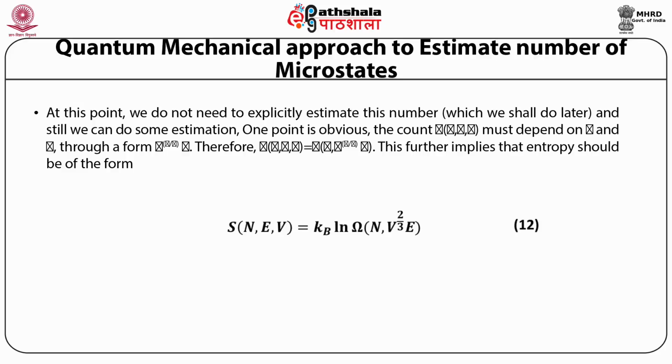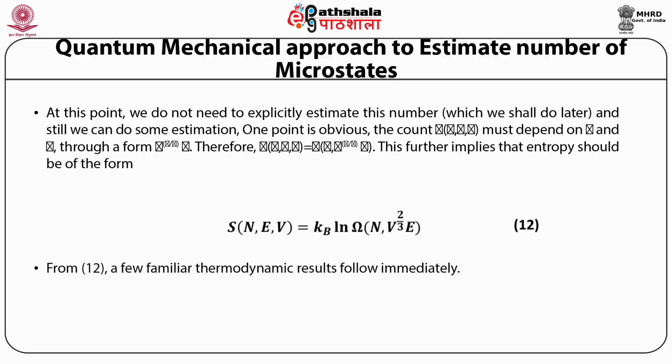This further implies that entropy should be of the form S as a function of N, E, V is equal to Boltzmann's constant multiplied by log of omega as a function of N, V raised to power 2/3, E. From equation 12, a few familiar thermodynamic results follow immediately.